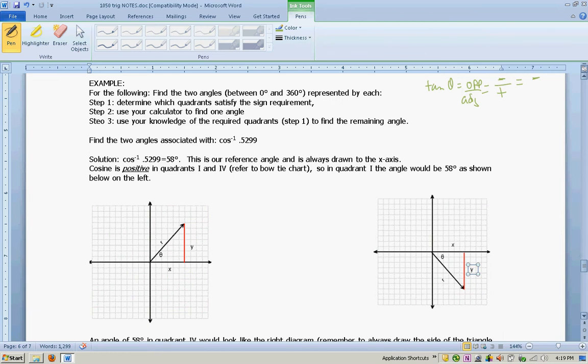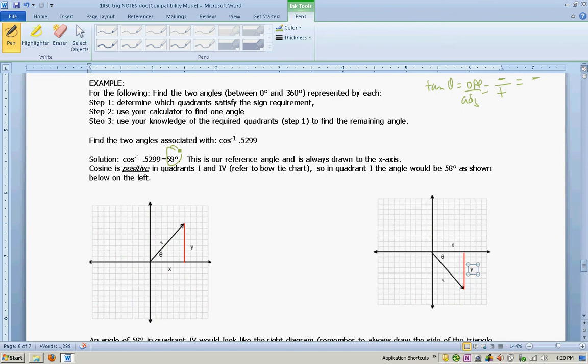For example, find the two angles associated with cosine inverse of 0.5299. Well, the first thing I do is take the inverse cosine of 0.5299, and I find that is a 58-degree angle. That's our reference angle. And this angle is always drawn to the x-axis.